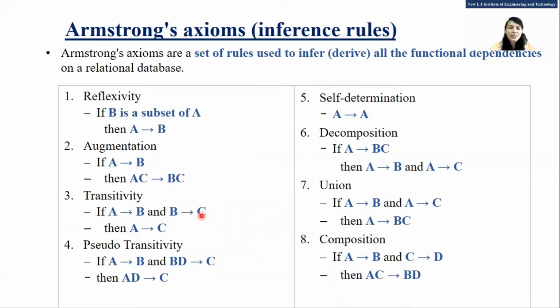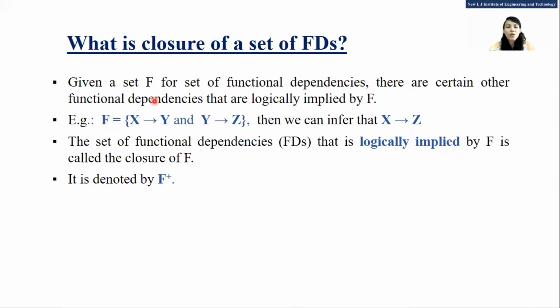So these are the different Armstrong's axioms, or we can say the different rules to derive functional dependencies. Now, next is the closure of a set of functional dependencies. Here we are given a set of functional dependencies F, where we have two dependencies, X determines Y and Y determines Z. Using these dependencies, if we can derive other functional dependencies also, then this process is known as the closure of a set of functional dependencies.